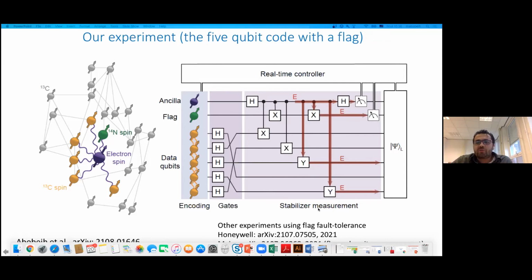But our stabilizer measurement is non-destructive, so the post-measurement state is available for further processing, and we use real-time feed-forward based on the measurement outcome. So we thus show all the primitives for fault-tolerant quantum error correction.